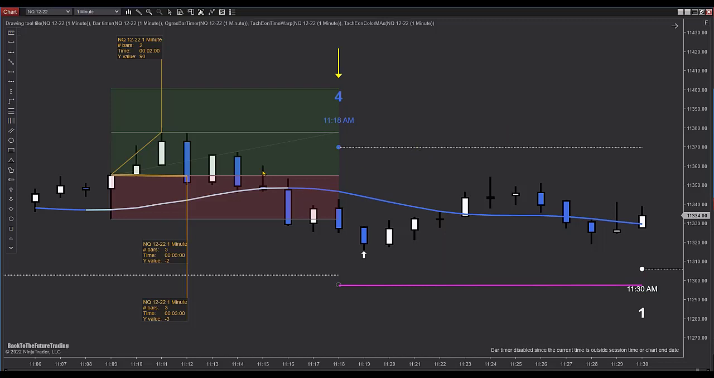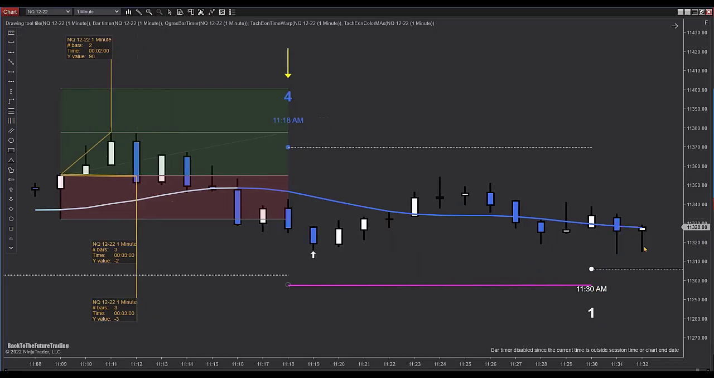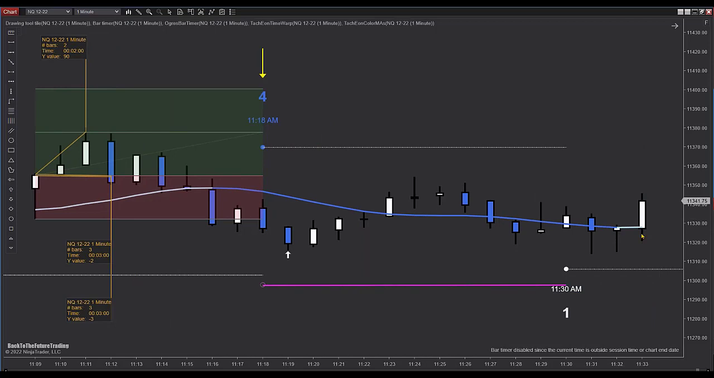Only Warp offers this. Only Tachyon Time Warp, out of all the software I've ever looked at, only Warp has the signals in advance. It's 11:30, pattern 1, waiting for a white HMA. There it is. This is our candle that flips the HMA right here.